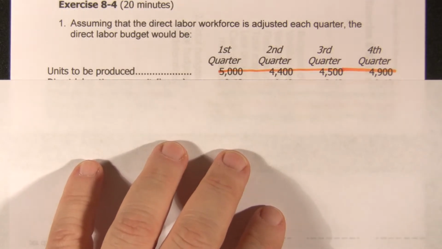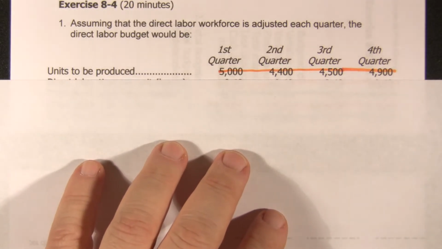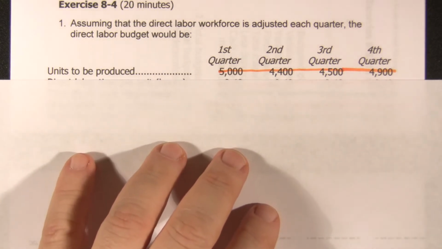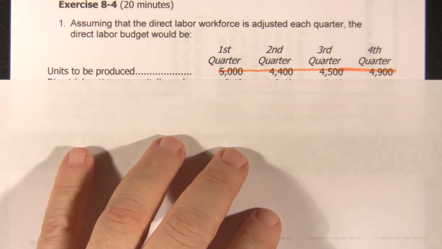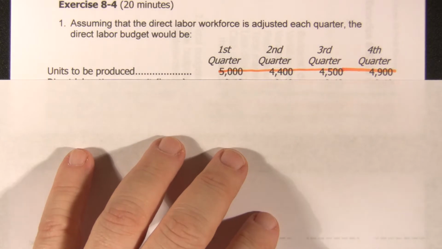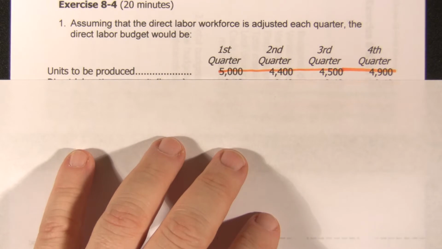Okay, exercise 8.4 is a direct labor budget, and I think the hardest part about this is reading a problem that is poorly worded. Well, the first says to assume that the direct labor workforce is adjusted each quarter. In other words, in the real world, they're not a union shop and they only use the labor they need. There's no requirement for them to hire more or hire less or minimum workloads or anything like that. So each quarter they can use just as much labor as they need and no more.